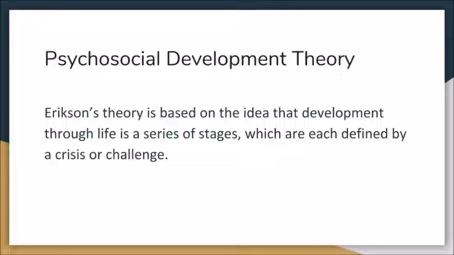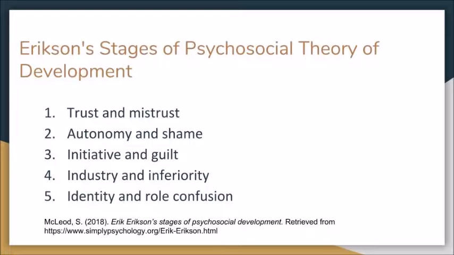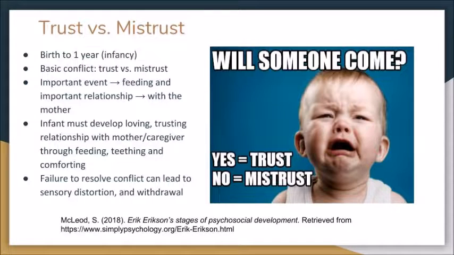Psychosocial development theory. Erikson's theory is based on the idea that development through life is a series of stages, which are defined by a crisis or challenge. Erikson's stages of psychosocial theory of development are trust and mistrust, autonomy and shame, initiative and guilt, industry and inferiority, identity and role confusion. The first one I'm going to talk about is trust versus mistrust.